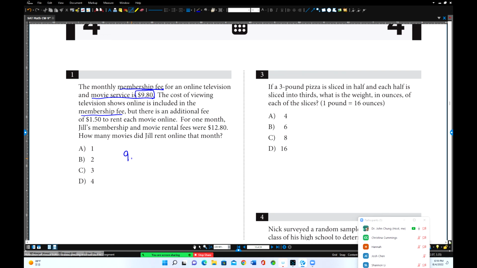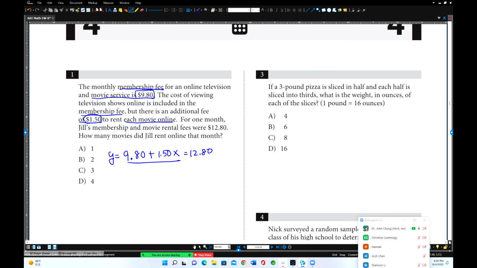That is the membership fee. And the additional fee, $1.50 to rent each movie, is the rate. If you rent 2 movies, it's gonna be times 2, 3 movies times 3, right? So $1.50 times what? The number of movies is x. You can use x. That is the total amount. So this membership and movie rental total amount will be $12.80. That's the linear equation, right? This is y equals.